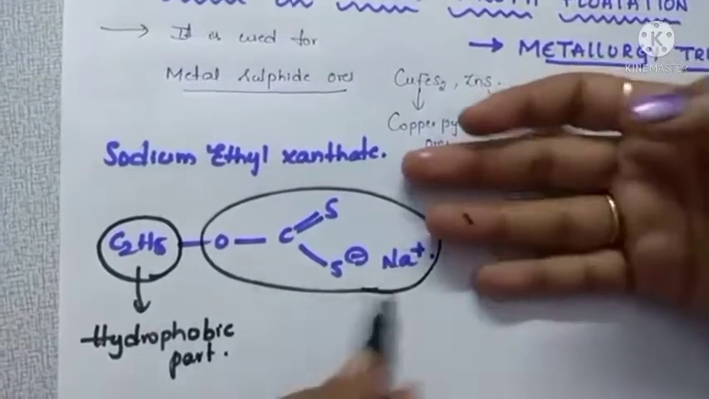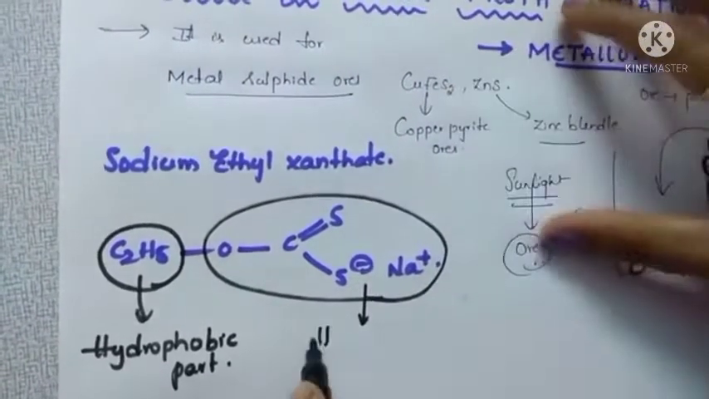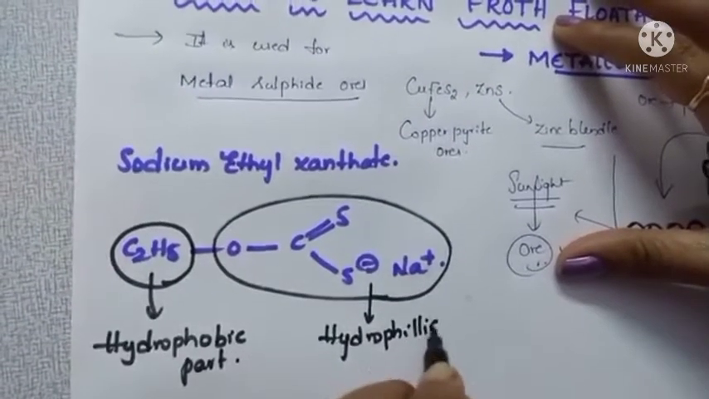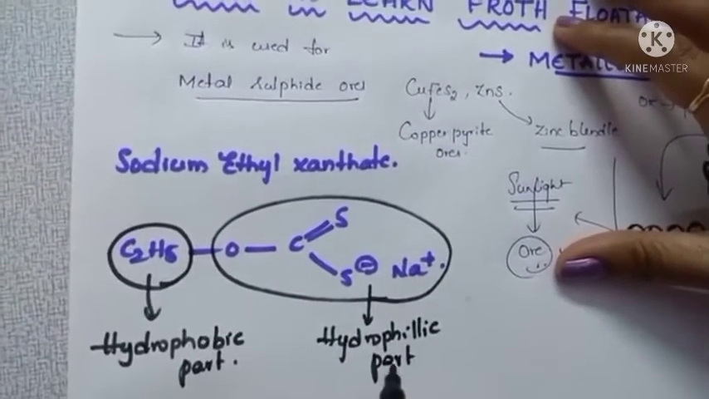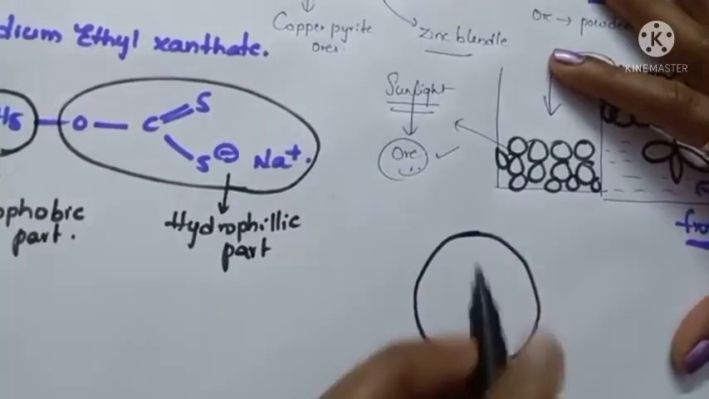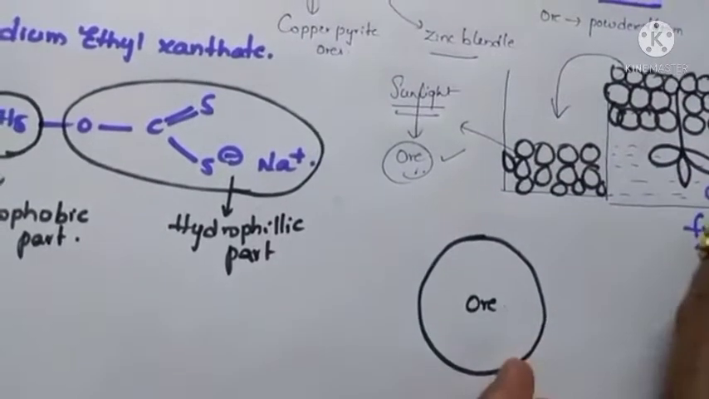And this is a polar part. We call it as hydrophilic part. Ore consists of the metal particles. See, this is the ore. Ore consists of the metal particles, and these they have charge, right?